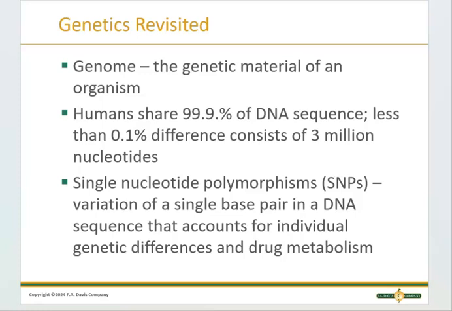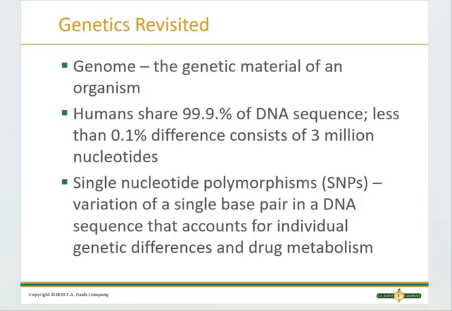The genome, the genetic material of an organism. So all of the DNA contained in any individual cell is called the genome of the individual, right? So it represents the genes that an individual can express. Interestingly, even though two unrelated people share about 99.9% of the same DNA sequences, the less than 0.1% difference between them translates into differences in 3 million nucleotides.